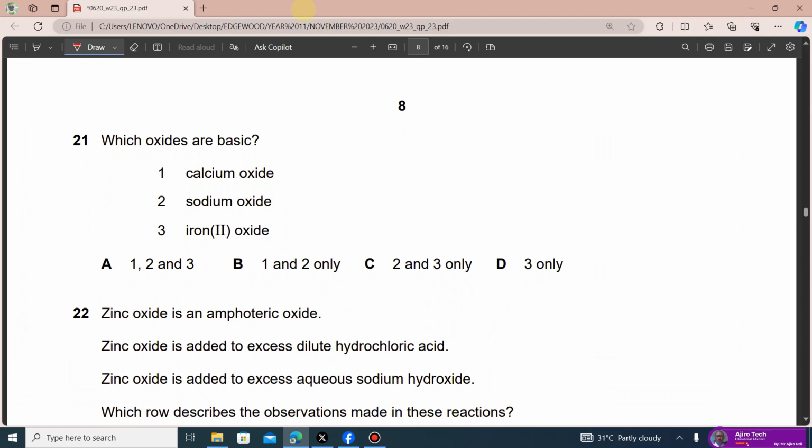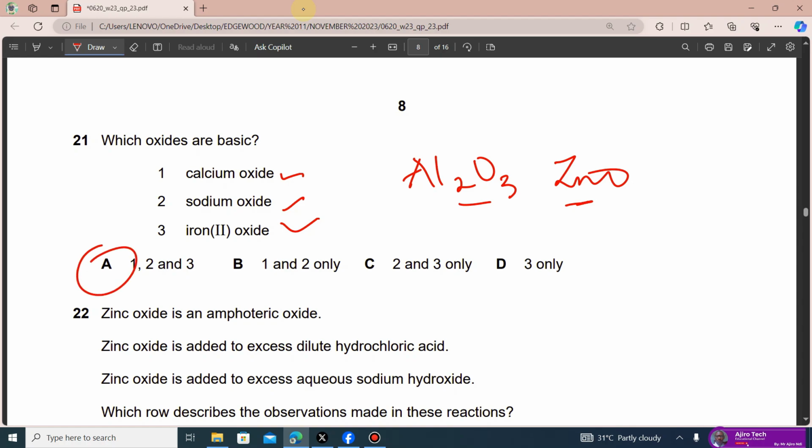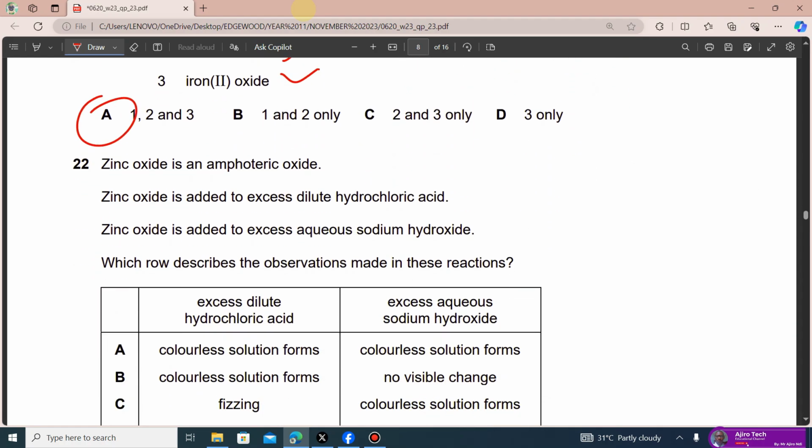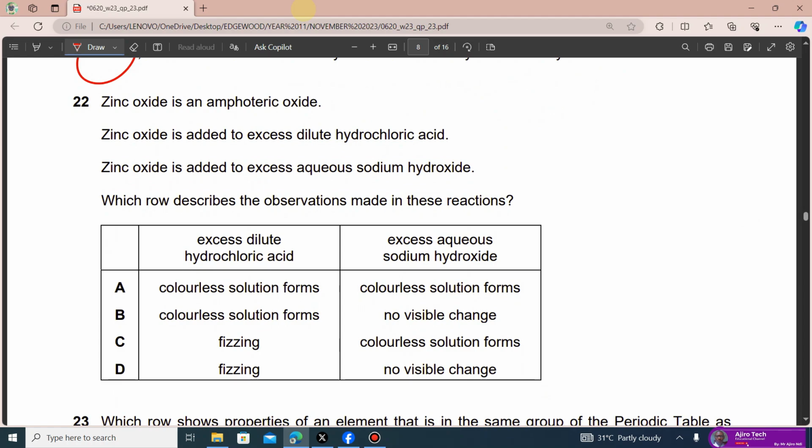Which oxides are basic? Of course, we are told that most metal oxides are basic, except aluminum oxide and zinc oxide. But every other one is a basic oxide. So A, 1, 2, and 3. Zinc oxide is an amphoteric oxide.